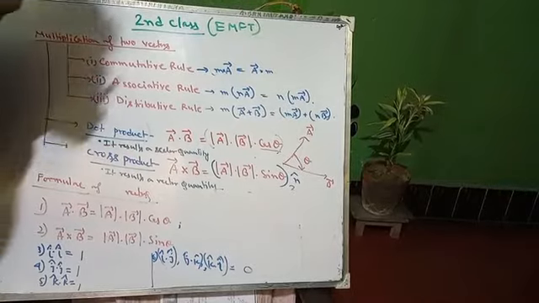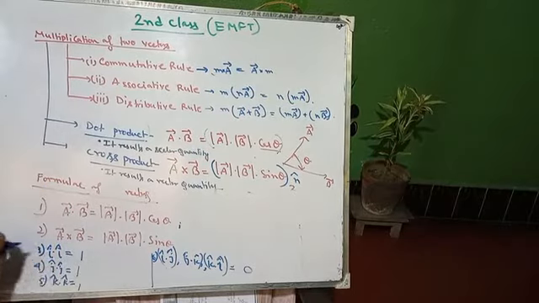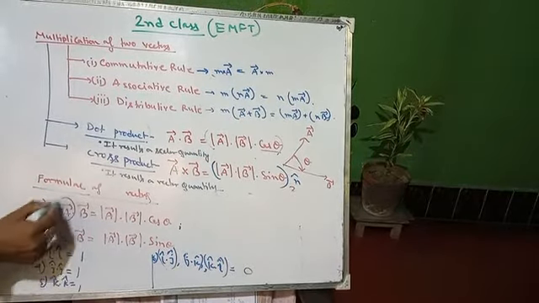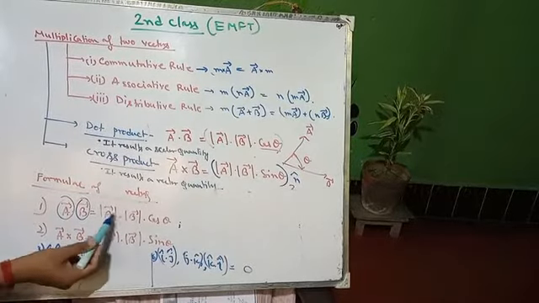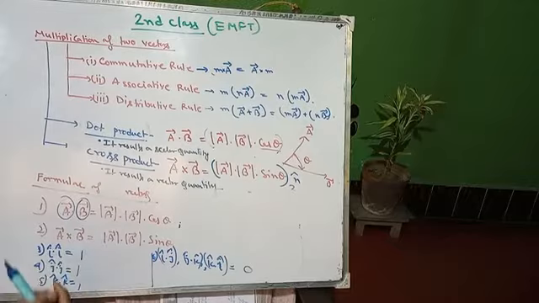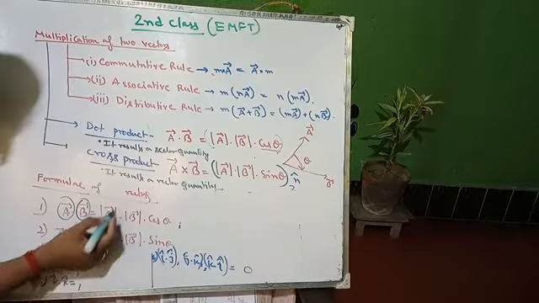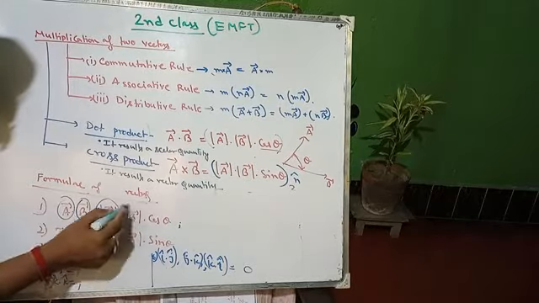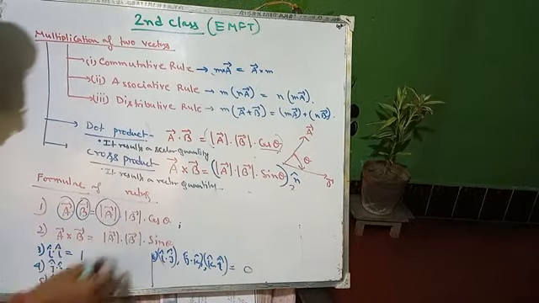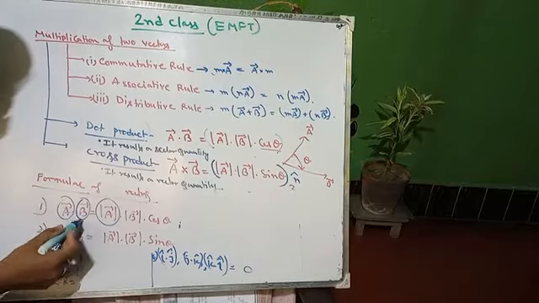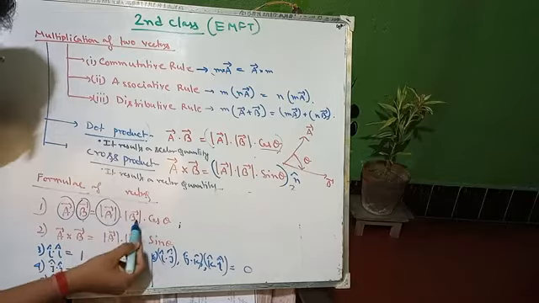How can we get these values? Suppose i dot i equals 1. Just put the A vector equal to i and the B vector also equal to i. So what will be the value? The unit vector, by definition, has magnitude 1, so these values will be 1 and 1. And cos theta means what? The angle between A and B, that is i and i, will be 0 degrees. So cos 0 means 1. So 1 into 1 into 1, how much? It will be 1.